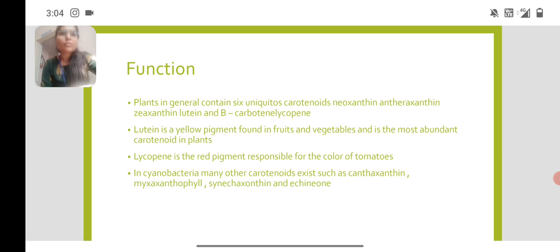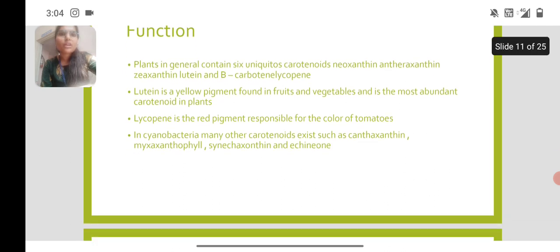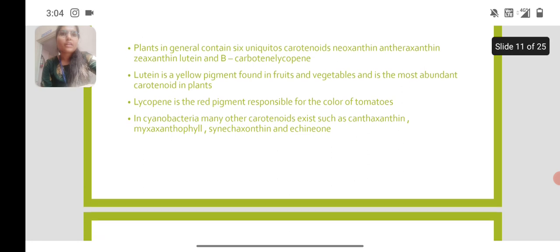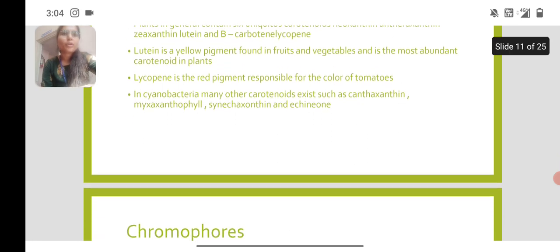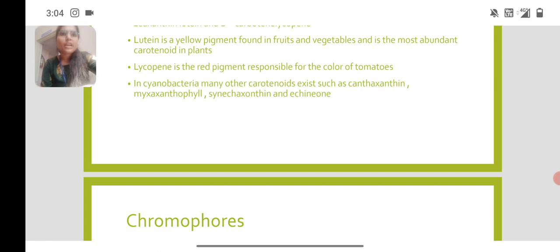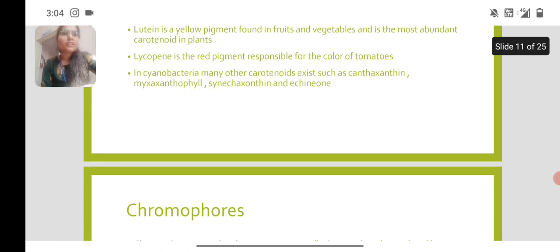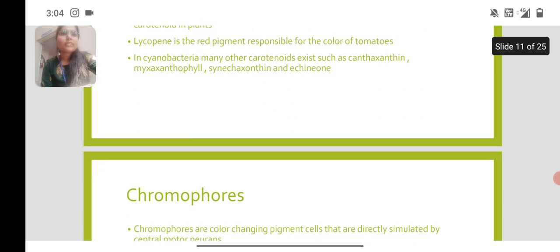Carotenoid examples. Lutein is a yellow pigment found in fruits and vegetables, and it is the most abundant carotenoid in plants. Lycopene is the red pigment responsible for the color of tomatoes. In cyanobacteria, many other carotenoids exist such as echinenone, myxoxanthophyll and others.